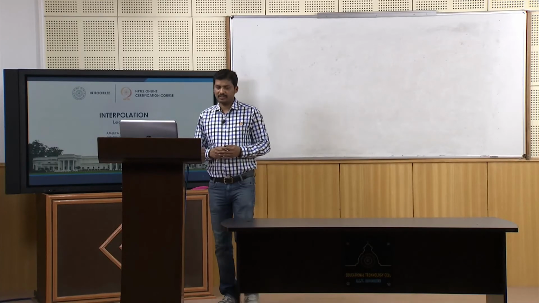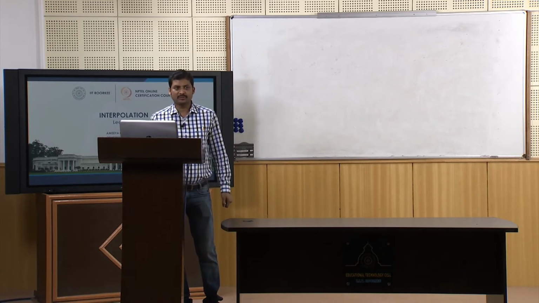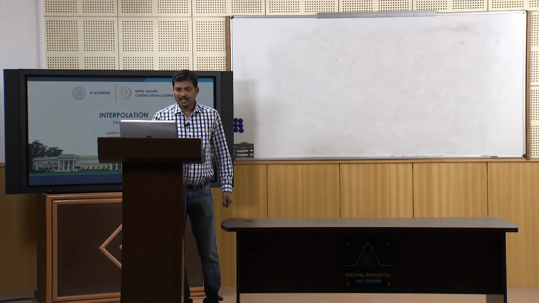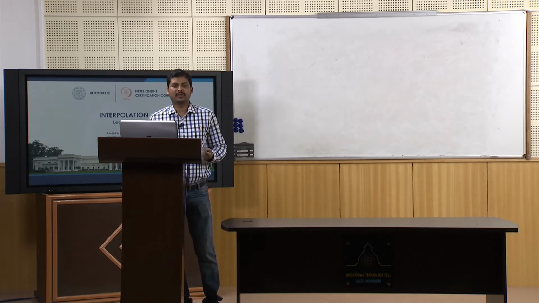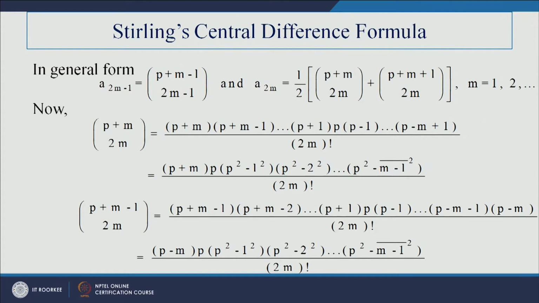If we express this in constant coefficients form, then we can obtain these values: a0 as 1 here, and the rest of the coefficients will be expressed in the form of a2m minus 1 as a permutation of p plus m minus 1 by 2m minus 1, and a2m as half of the average terms we are considering for these odd terms here. So that is why we consider p plus m 2m plus p plus m plus 1 2m, where m will vary from 1 to a finite number of terms.